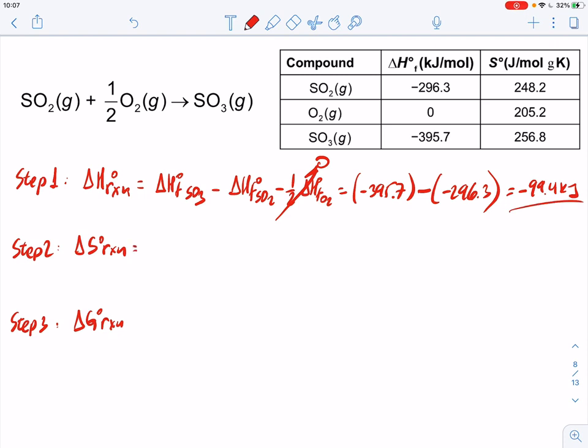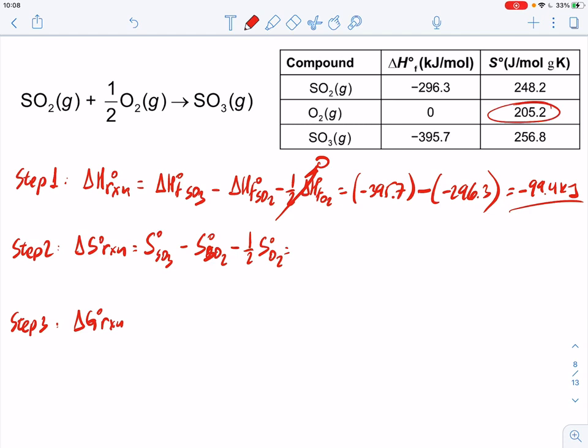Now for the entropy, it's going to be entropy of formation. Well, usually we don't refer to that as entropy of formation. That's just the entropy of the substance. So the entropy of SO3 minus the entropy of SO2 minus 1/2 the entropy of oxygen. Now, the entropy of oxygen is different from 0. We have a value for oxygen there, so we have to keep it.